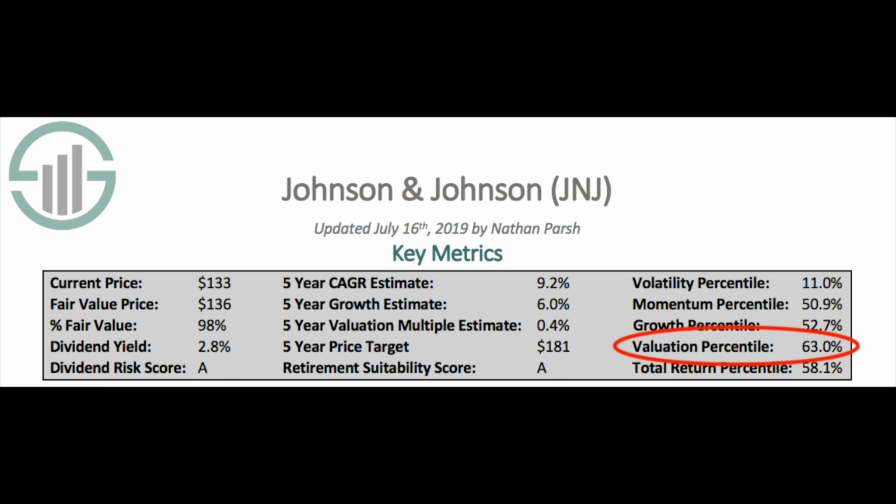The fourth is valuation percentile, which is the percentile rank of the difference between the stock's current price and our fair value estimate. The higher the valuation percentile, the more undervalued the stock is. The fifth and final percentile score is total return percentile, which is the percentile rank of the stock's 5-year expected total return. This concludes our discussion of the key metrics section of the Sure Analysis report.